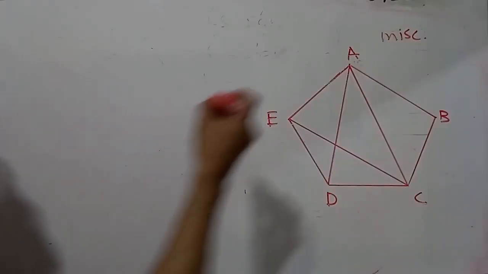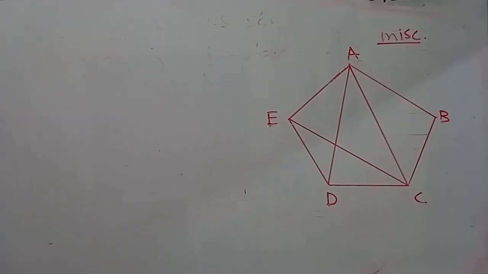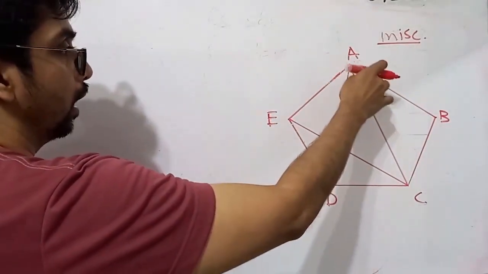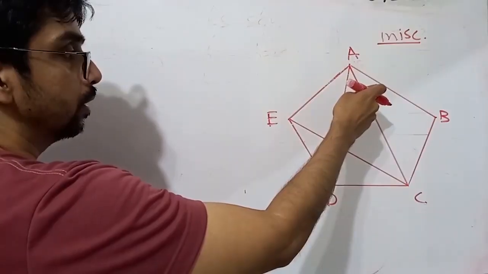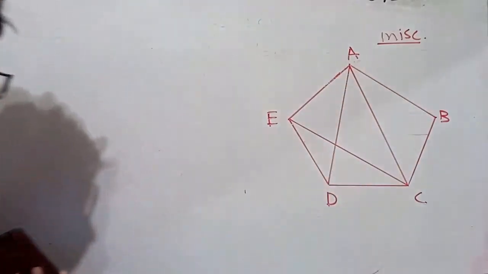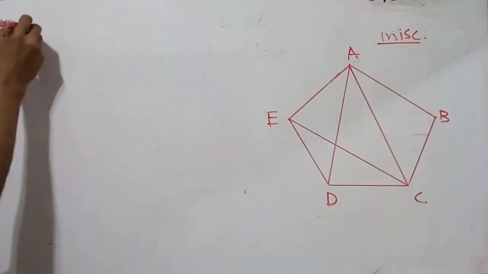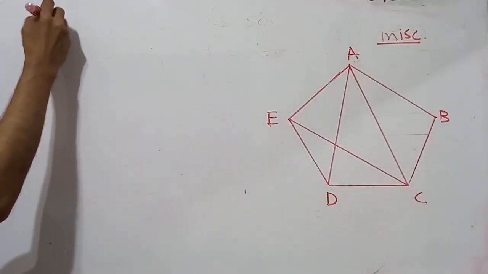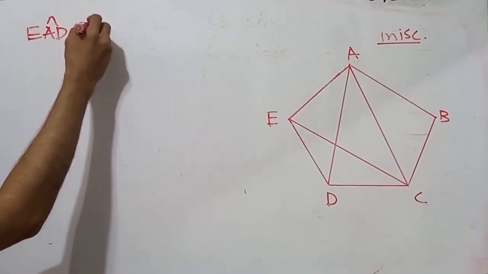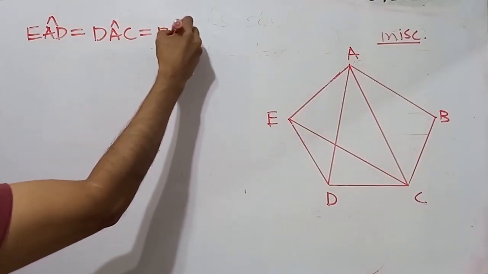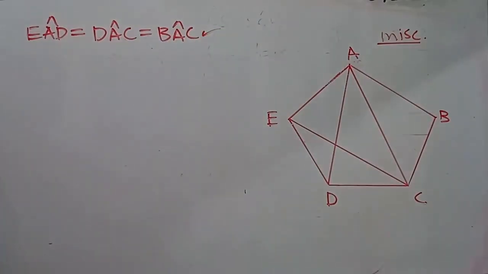Miscellaneous questions. Question number 4. In the regular pentagon, note that this is a regular pentagon. That means all sides are equal in length, and if we consider internal angles, all internal angles are equal. Right? So we have EAD is equal to DAC is equal to BAC. Right, so this is given.